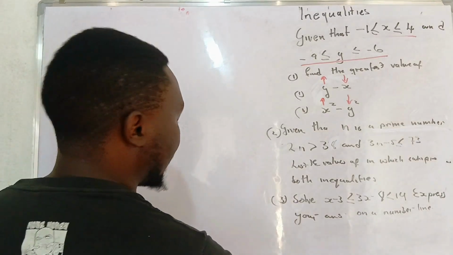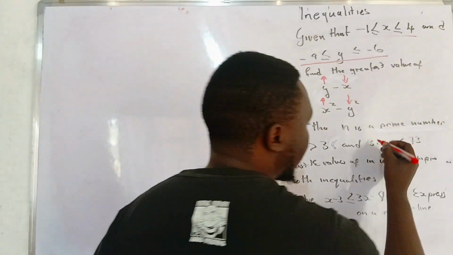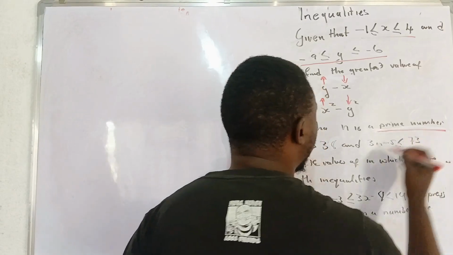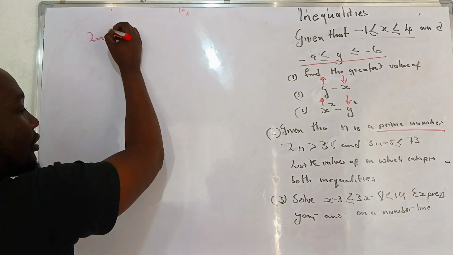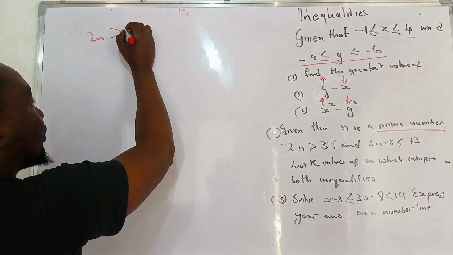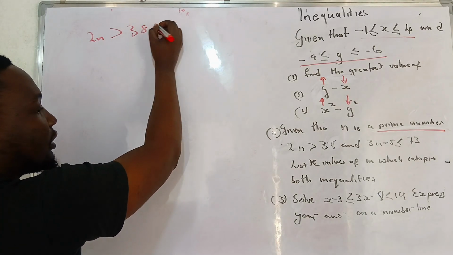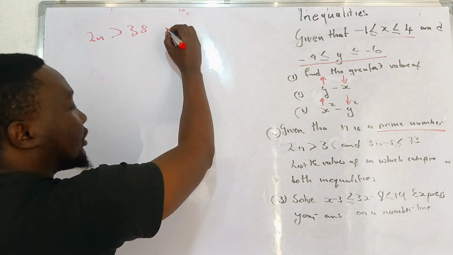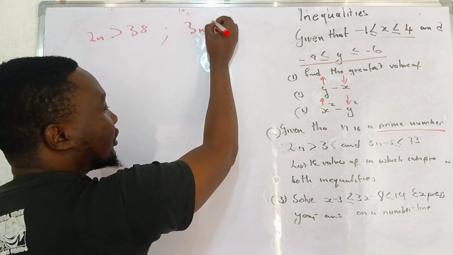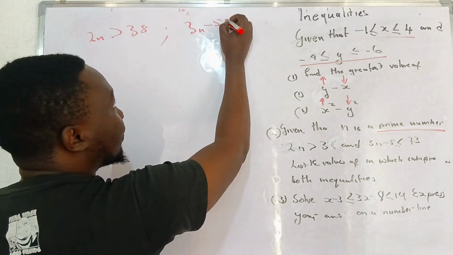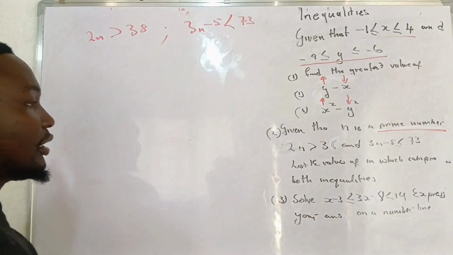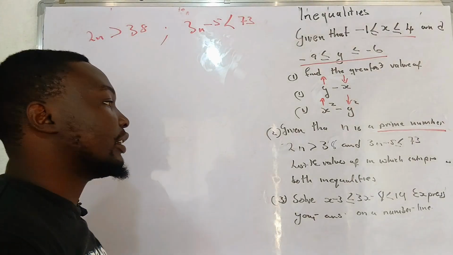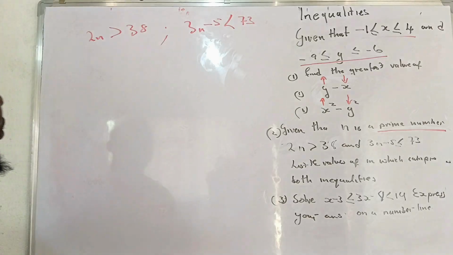Given that n is a prime number, this is an important detail. n is a prime number, and that 2n is greater than 38, and that 3n minus 5 is less than or equal to 73. List the values of n which satisfy both inequalities.